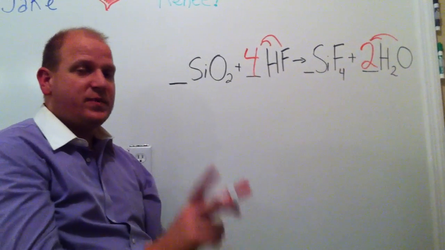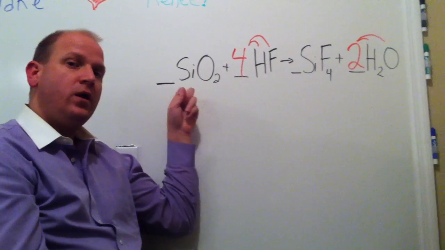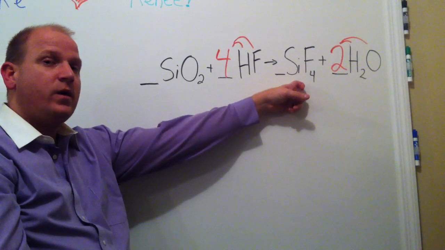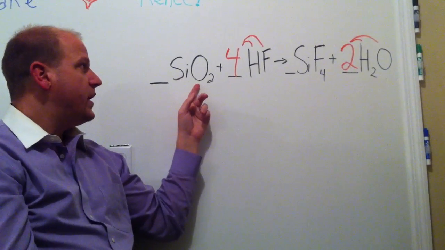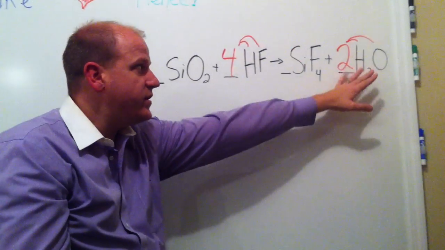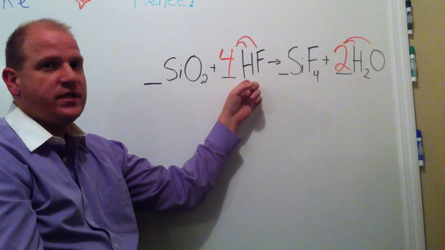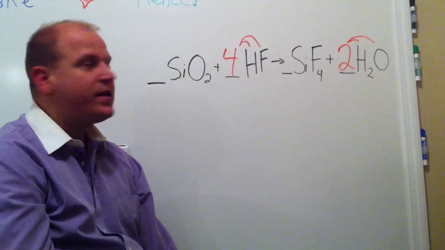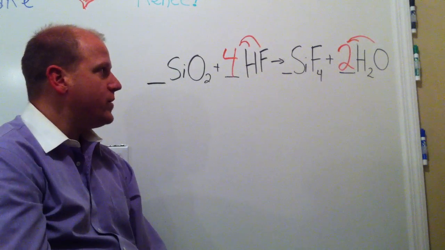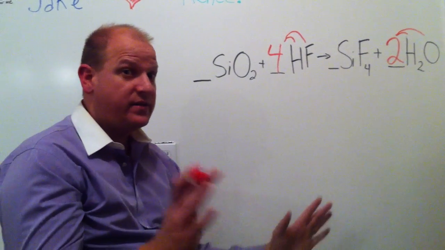Now we could say that this is balanced, but just to be safe, we're going to double check everything. That's step 2, double checking. Silicone, 1 on the reactant. We've got 1 on the product. Those are balanced. Oxygen, we have 2 oxygen on the reactant side. We've got 2 oxygen on the product side. Those are balanced. Hydrogen, we've got 4 hydrogen on the reactant side. We've got 4 hydrogen on the product side. Those are balanced. Then fluorine, we got 4 fluorine on the reactant side, and we've got 4 fluorine on the product side. So everything's balanced. So we are done with this problem.